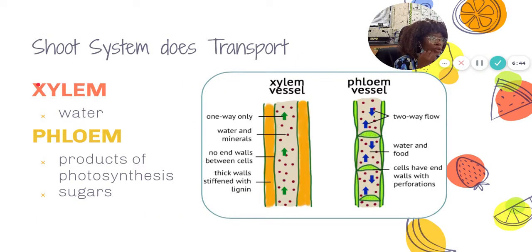The shoot system does transport, so xylem does water transport, X is close to W in the alphabet, and phloem produces products of photosynthesis. Notice that these are all P's, and we already know that photosynthesis produces glucose sugars.